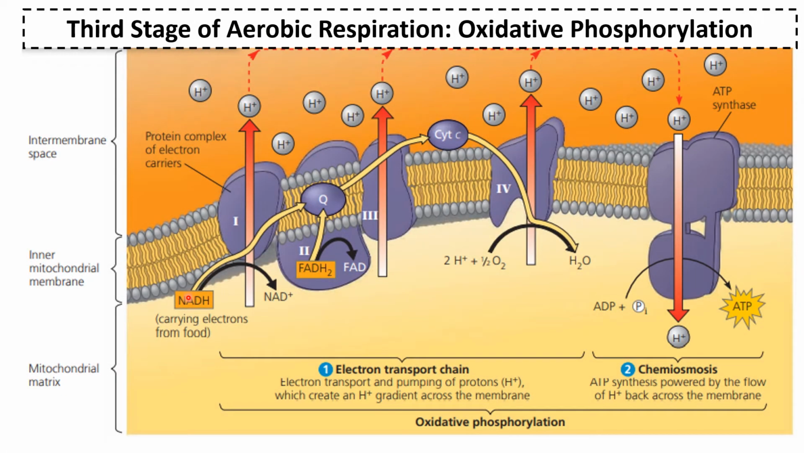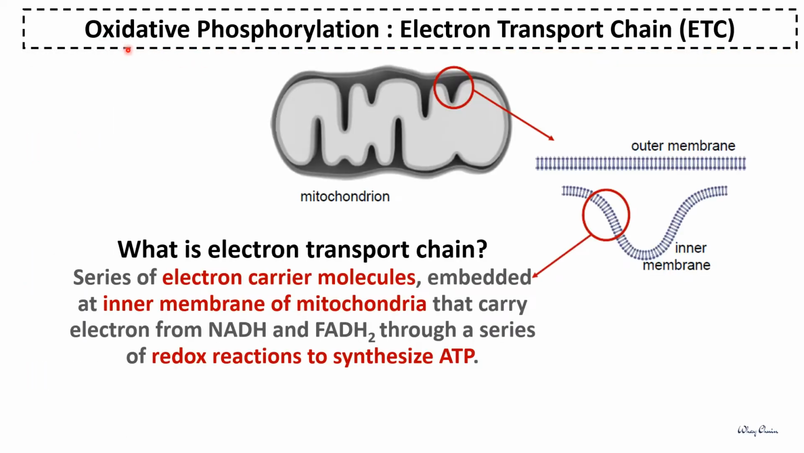The NADH and FADH2 molecules produced from the previous stages of aerobic respiration contain high amounts of energy. So, in oxidative phosphorylation, the main purpose is to use the energy released from the electron flow along the electron transport chain to produce ATP. Oxidative phosphorylation involves the electron transport chain and chemiosmosis.